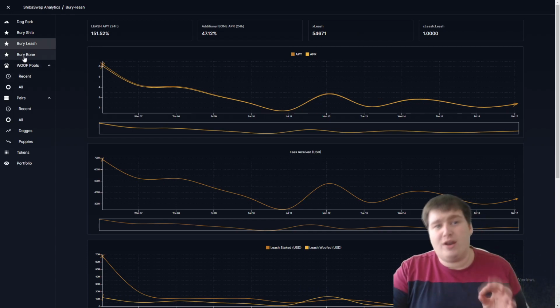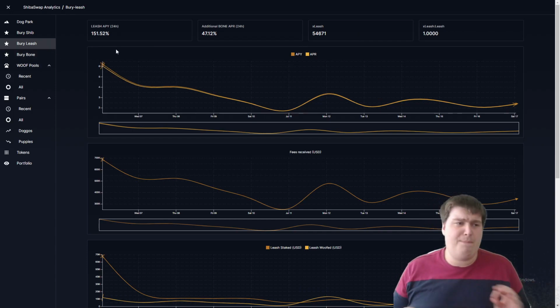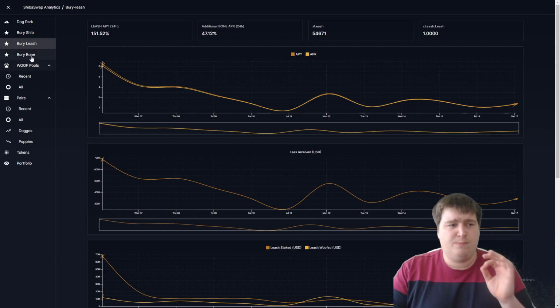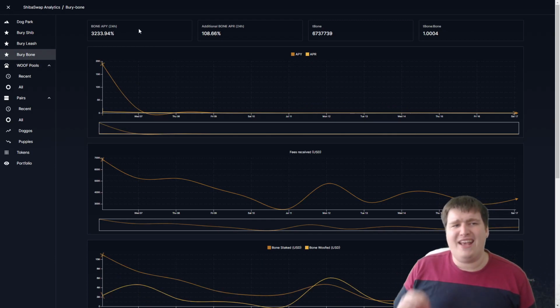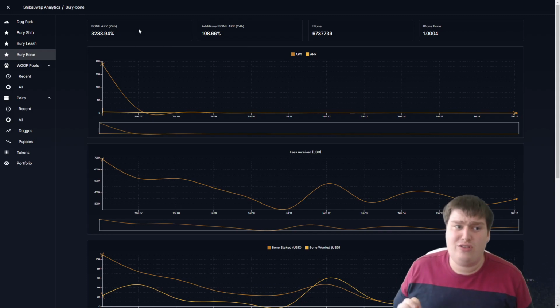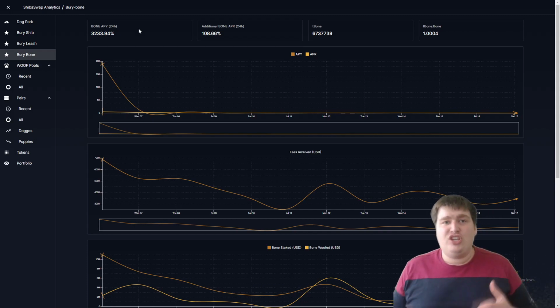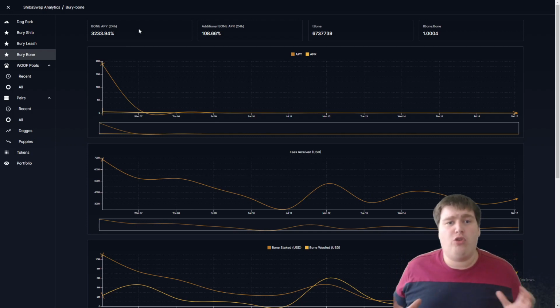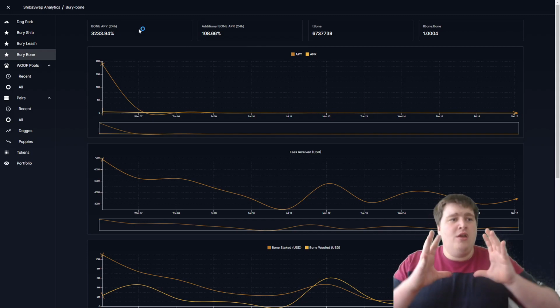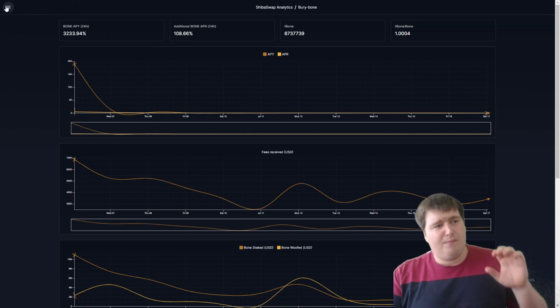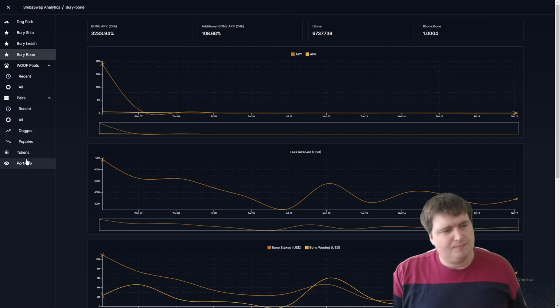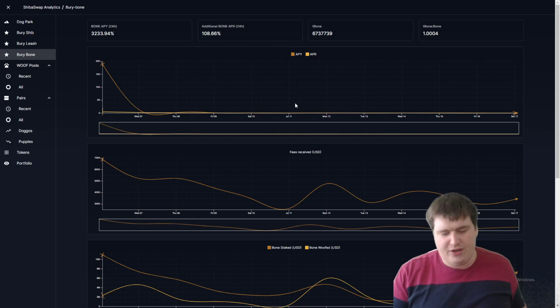And obviously the big one, and this is probably the most profitable one in my opinion for burying, and that is Bone. Now if you look at Bone, the Bone APY as of current is 3,233%, and each Bone is currently going for around the $4 mark as I make this video. The additional Bone APR is 108%. But when you bury, it's important for you to understand why burying is a little bit odd, right? And we'll get back to that very shortly.